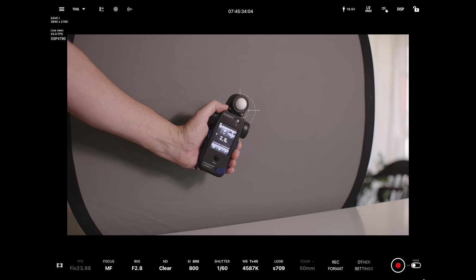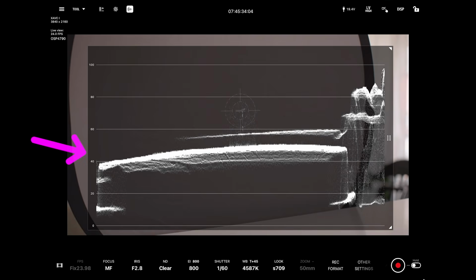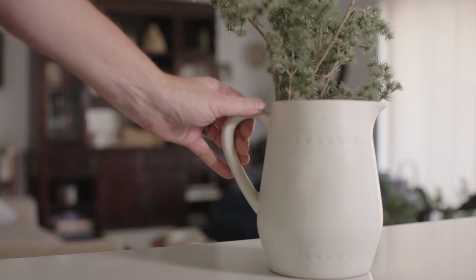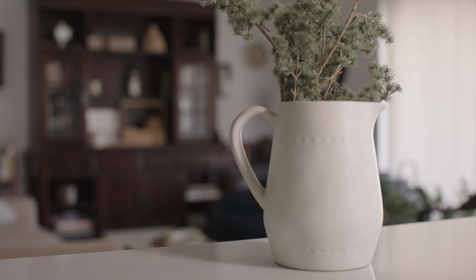Now we know that middle gray is exposed correctly. But let's double check our work by using the waveform. Our gray card is now sitting right around 41 IRE in Rec. 709, exactly where we want middle gray to be. Let's bring the subject in. Exposure looks good, but what about contrast?